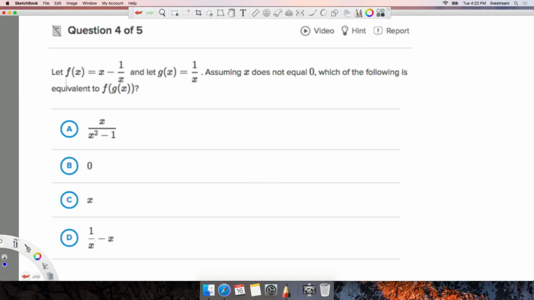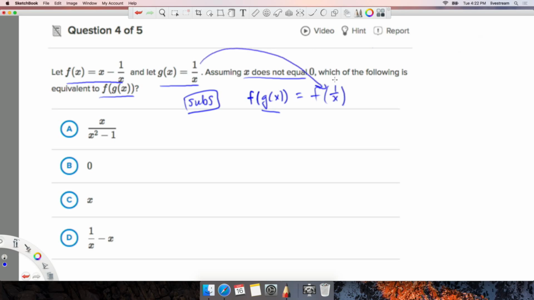So let f of x equal x over 1 over x, and let g of x equal 1 over x. Assuming x does not equal 0, which of the following is equivalent to f of g of x? So f of g of x. Based on the last question and how that worked, it's probably a safe assumption that there will be some more substitution happening. So in place of this g of x, solving from the inside, I can substitute in g of x, and so this becomes f of 1 over x, since this is what g of x equals.